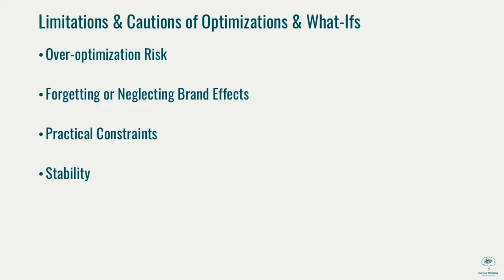MMM usually captures short-term sales, but optimization might recommend cutting long-term brand channels like TV. You might have practical constraints. So media buying isn't perfectly flexible. You may be locked into contracts. And then stability. If you optimize too aggressively, a small model error can have a big consequence. So optimization essentially should be a decision support tool, and it's not an autopilot button.